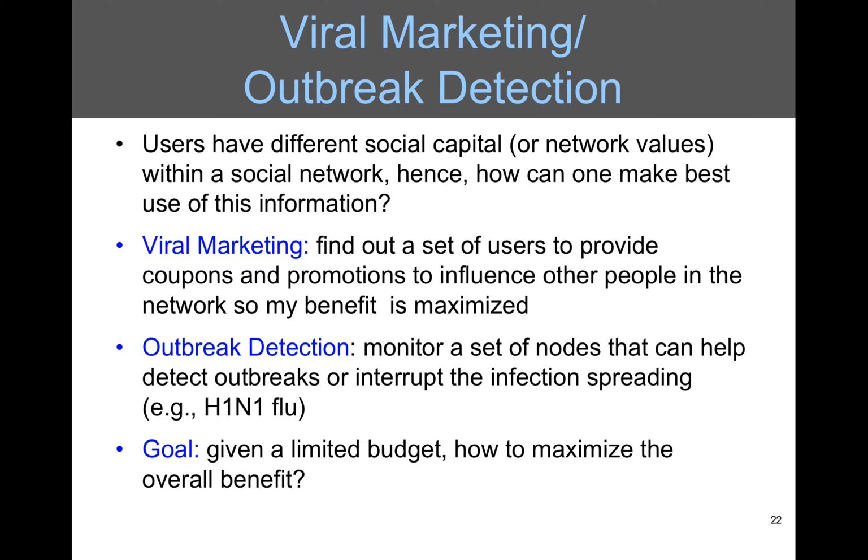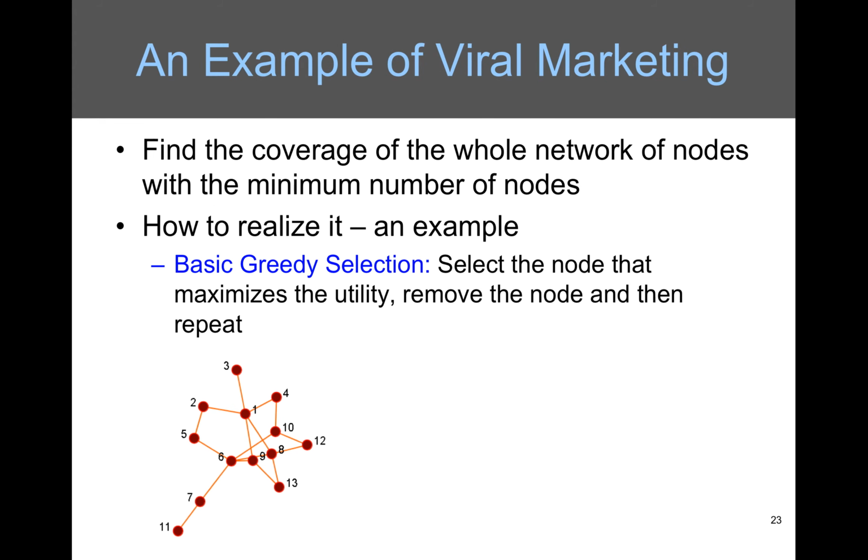So if I have only $100 to spend, and with $100 I can potentially recruit four people in the viral marketing case, who should these four people be? Who should I target so that they will be able to provide the maximum reach for me in the given network? So here's an example of how viral marketing will work. If you want to do this viral marketing over this network with the minimum number of nodes, one of the things you could do is do some sort of greedy selection.